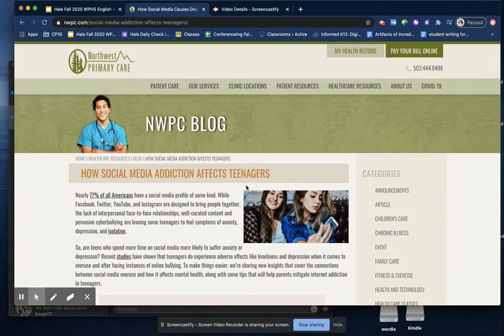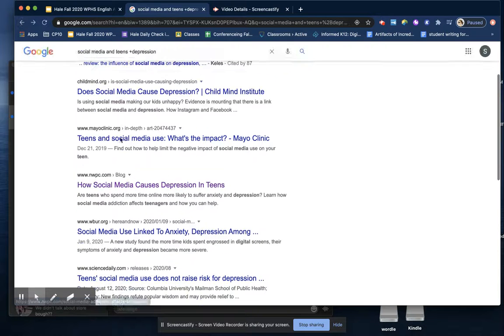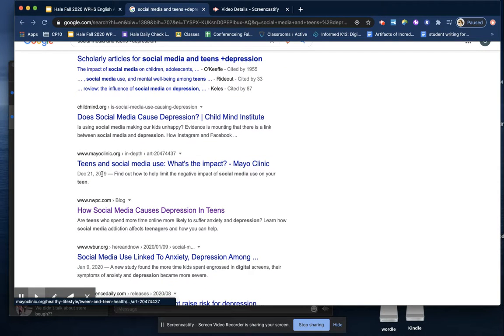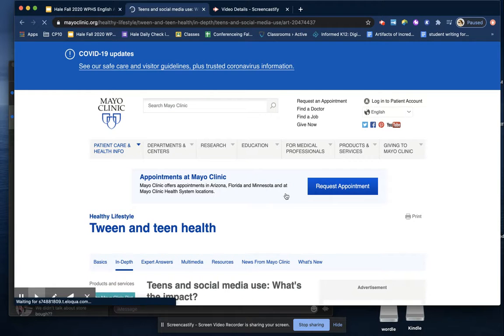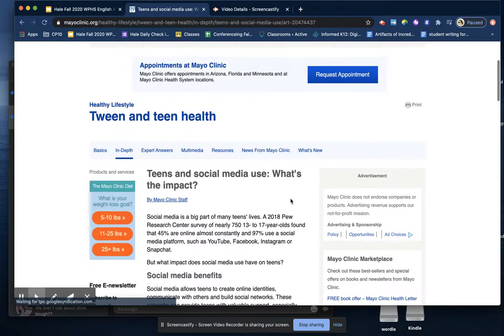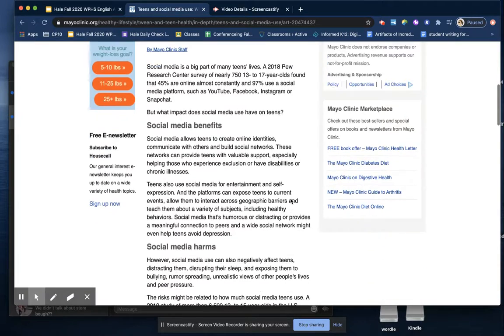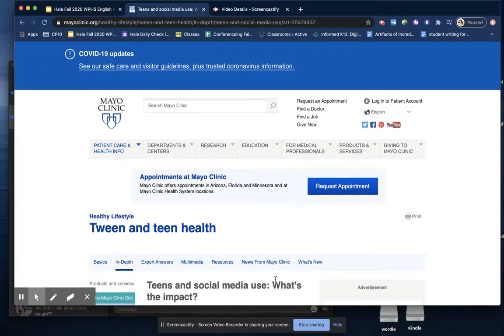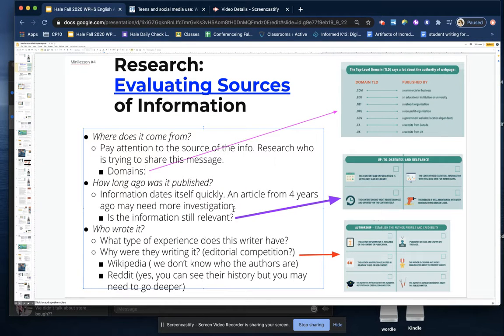It's also a .com. So I wonder if I go back and look at something like a .org, there's a clear date right here, December 21st, 2019. So I know the relevance. I know when this was published, and if any updates have happened since then, that information is available. So I want you to be noticing whether or not the information is still relevant. If it happened 20 years ago, chances are things have changed since then.